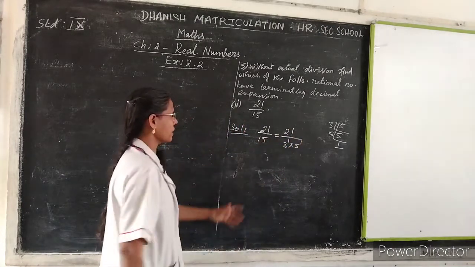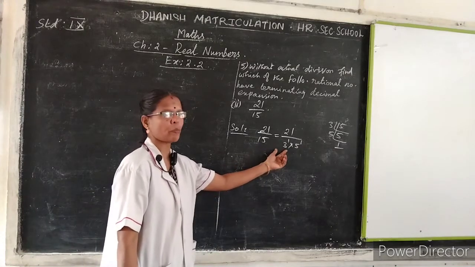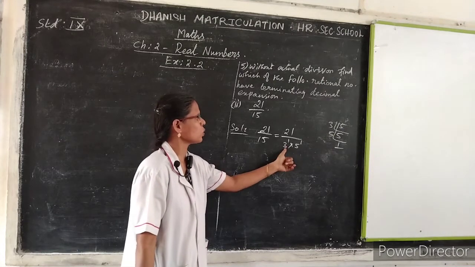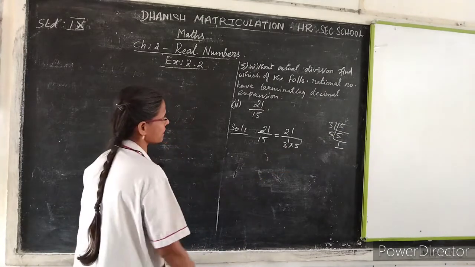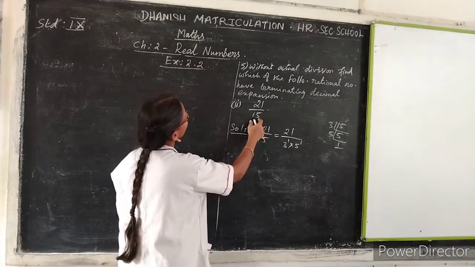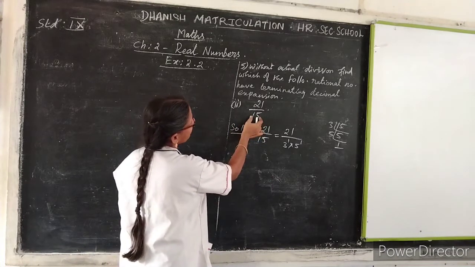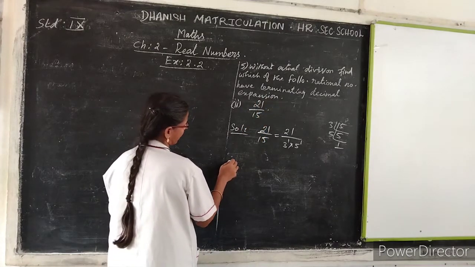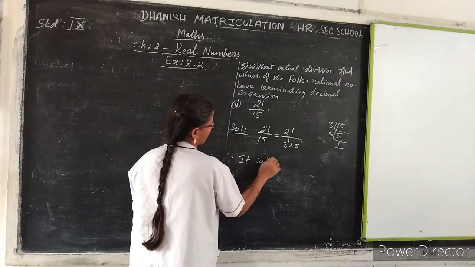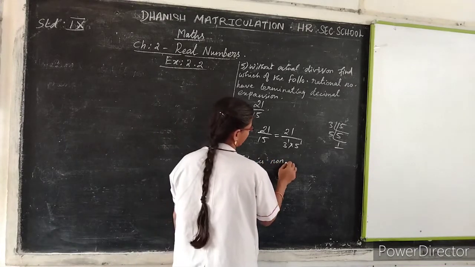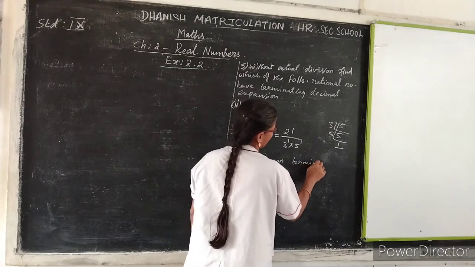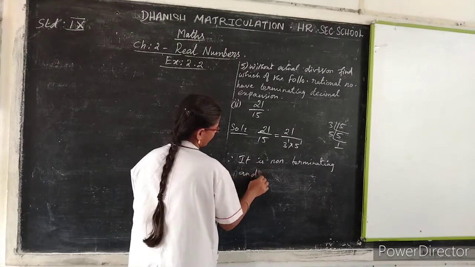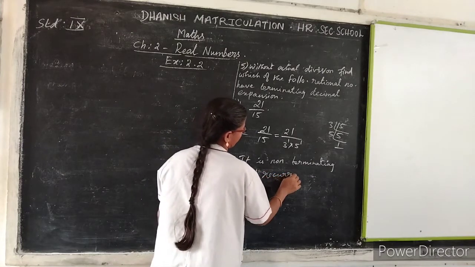This denominator cannot be written in the form of 2 power m into 5 power n. Only 5 table is present here, 2 table is missing here. Therefore, this rational number has non-terminating and recurring decimal. Therefore, it is non-terminating and recurring.